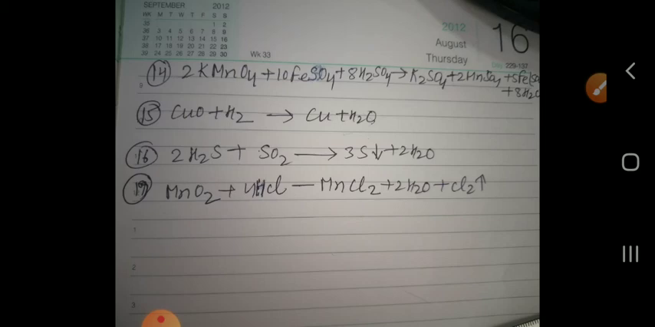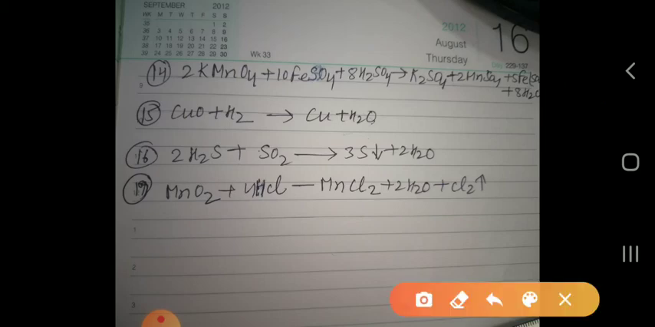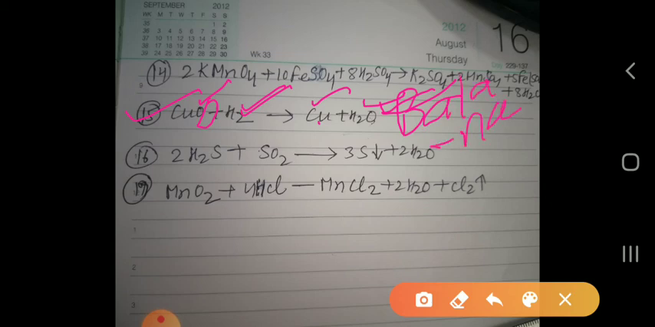For example, here we can see that CuO plus H2 is forming Cu plus H2O. That means here on the reactant side copper is 1, here also 1 on the product side. Here hydrogen is 2 and here also 2, and this oxygen combined with hydrogen and forms a water molecule. So here on the reactant side 1 oxygen and here on the product side also 1 oxygen. That means it is a balanced reaction. Is it clear?